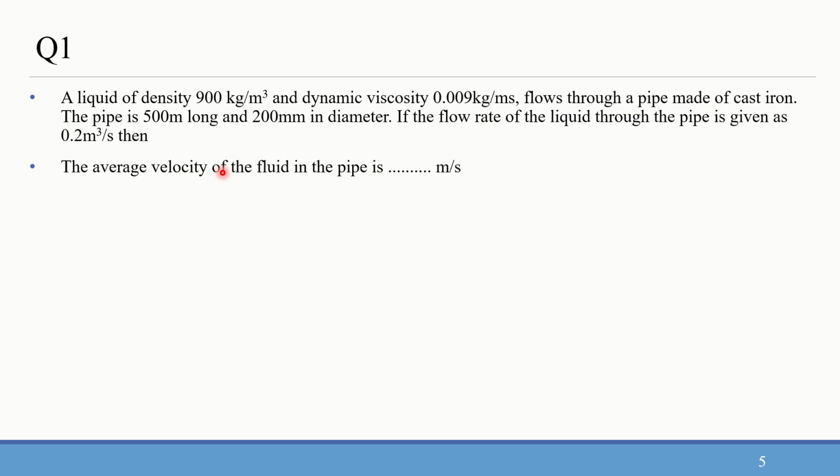Okay, so what we have to do is, we know the flow rate and we know the pipe dimension, so we can calculate the cross sectional area of the pipe, and from that we can calculate the velocity, because average velocity is equal to flow rate divided by the cross sectional area of the pipe. So by doing that we will get the answer. Use the formula and get the solution. I'll be back.